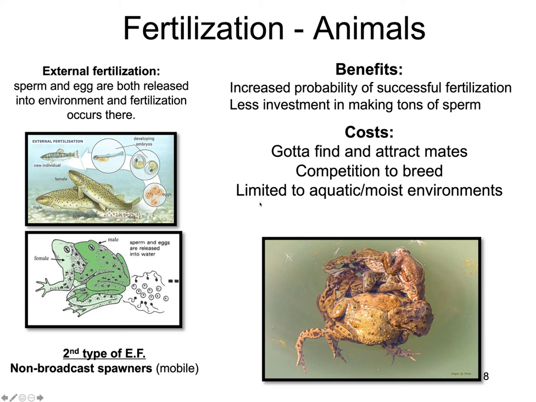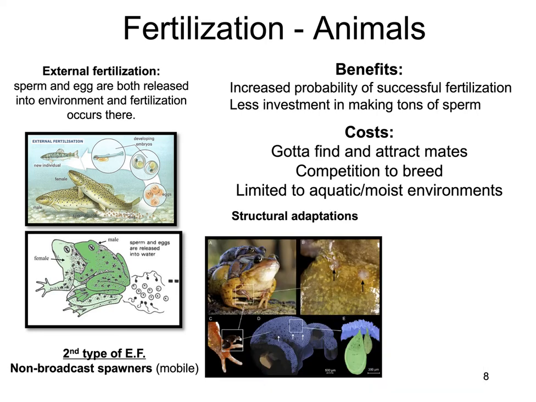And oftentimes, this is once again limited to aquatic or moist environments, and that's because the egg and sperm will dry out if they don't have things to stop them from drying out, so they need to be in a moist environment or typically an aquatic environment. And we see lots of interesting structural adaptations for this. There are so many out there, it's too numerous to even list, but I just want to give you one example of a structural adaptation.